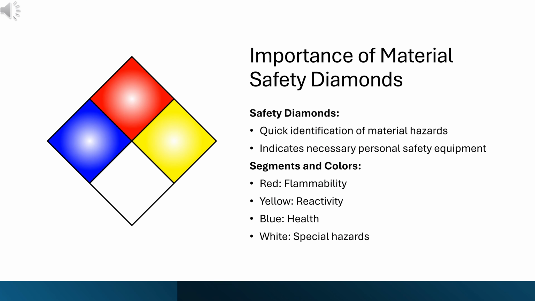Material safety diamonds, which should be placarded on hazardous materials, are critical to maintaining shop safety, offering a quick way to understand the risks associated with a specific material. Each segment of the diamond represents a specific hazardous property. Red for flammability, yellow for reactivity, blue for health, and white for special hazards, such as radiation or carcinogens, to name a few. These labels also guide the appropriate use of safety equipment when dealing with the hazardous material.